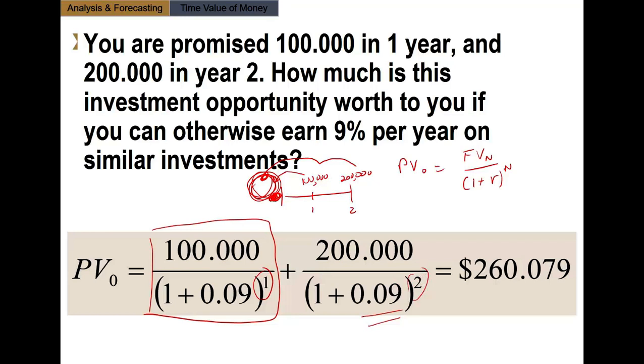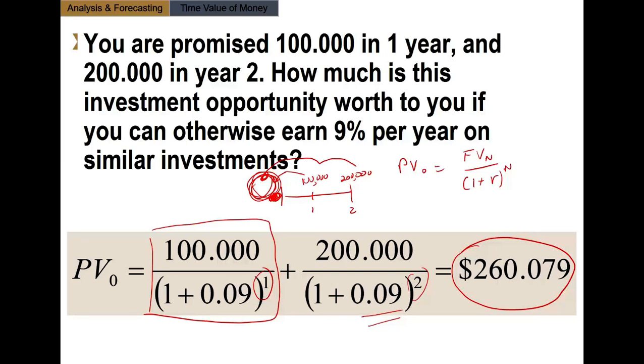Okay? The point is that the present value of these two is worth $260,000. What does that mean? It means that you will be economically indifferent between two scenarios. Scenario 1, a scenario in which you receive $100,000 in year 1 and $200,000 in year 2. Or scenario number 2, a scenario in which you receive the $260,000 today. So receiving $260,000 today and then leaving it there, earning 9% for 2 years, is economically equivalent to instead receiving $100,000 in year 1 and $200,000 in year 2.